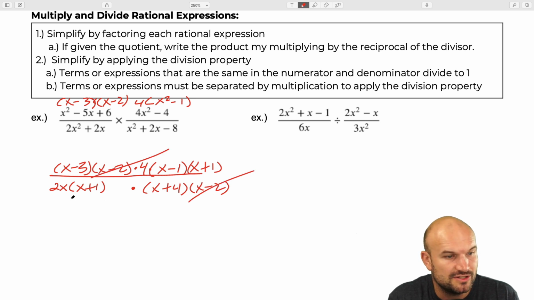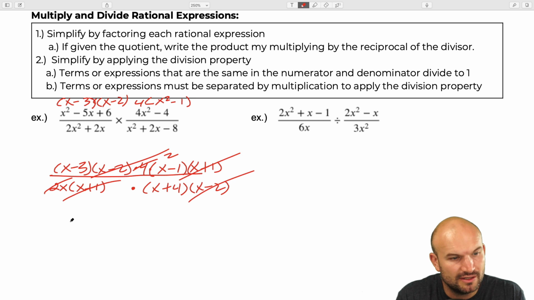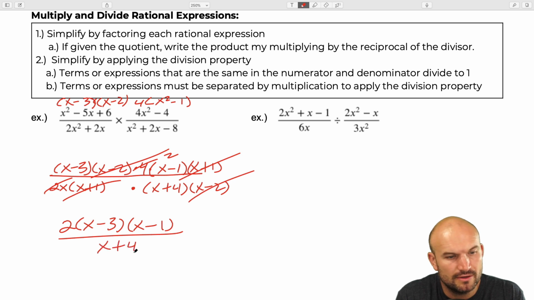We can divide out the x minus 2s. We can divide out the x plus 2s. We could divide the 2 into the 4 two times. And then everything else that's left over here is going to be 2 times x minus 3 times x minus 1, all over x plus 4.